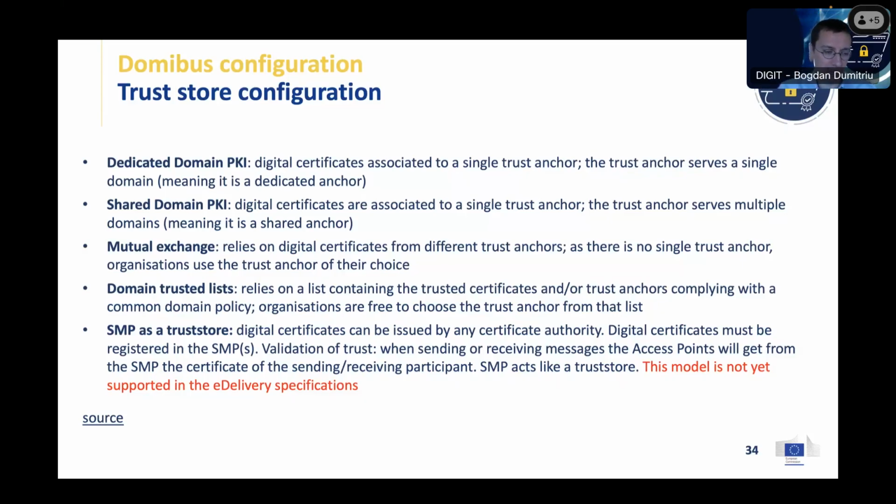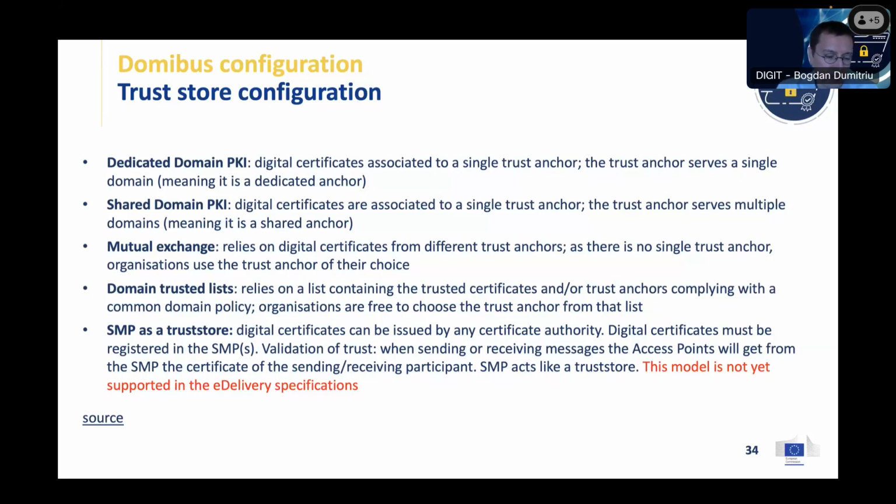So that would be hopefully a clearer example of how you would combine the trust model in such a mixed or hybrid usage, where the dynamic sender uses a domain trusted list, for instance, or shared domain PKI or what have you. And the receiver is not dynamic, and instead it uses mutual exchange. So hopefully this gives a bit more clarity on the possible combinations, right?